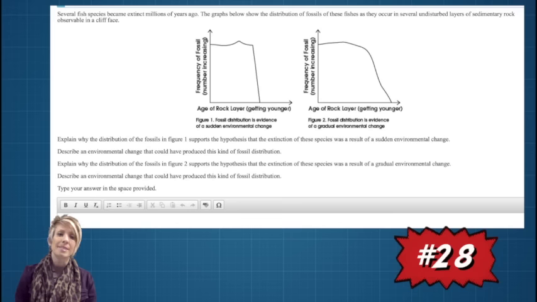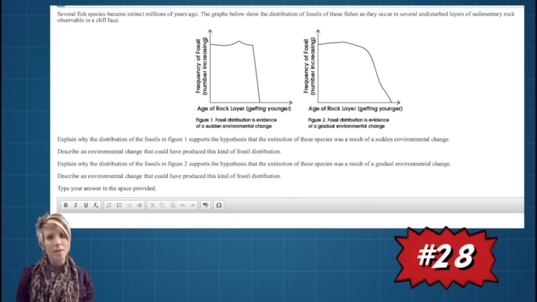So here's your question. It says, explain why the distribution of the fossils in figure one supports the hypothesis that the extinction of species was a result of sudden environmental change. Why does that graph show you that it was a sudden environmental change? Then, describe an environmental change that could have produced this kind of fossil distribution. What could have been a sudden change that might have caused a lot of species to go extinct?